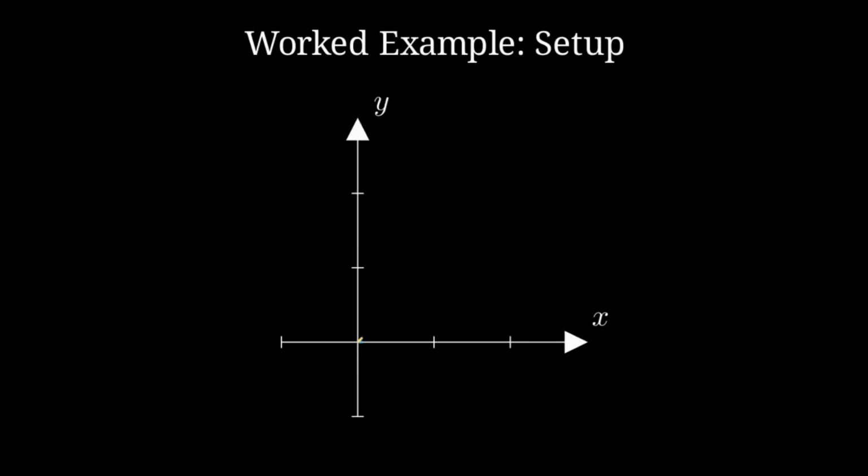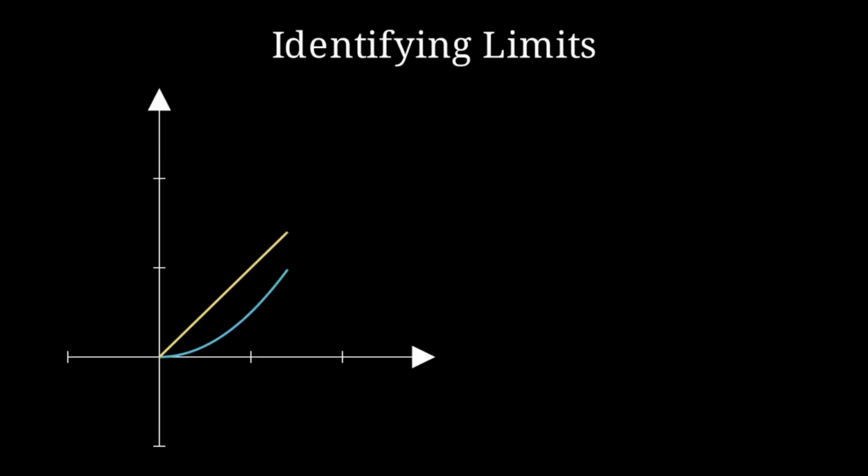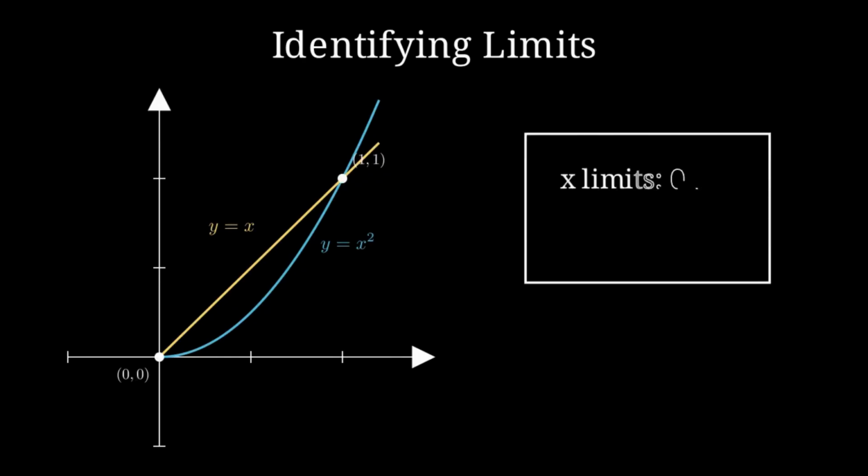Let's work through an example. We want to integrate the function f(x,y) equals x plus y over the region bounded by the parabola y equals x squared and the line y equals x. First, we find the intersection points to determine our x limits, which are 0 and 1. Looking vertically, the lower boundary is the parabola x squared, and the upper boundary is the line x.